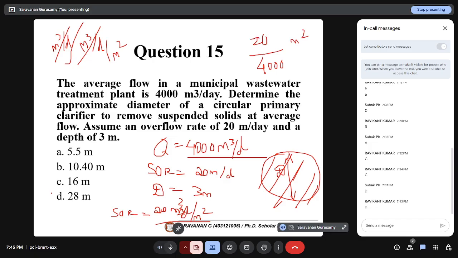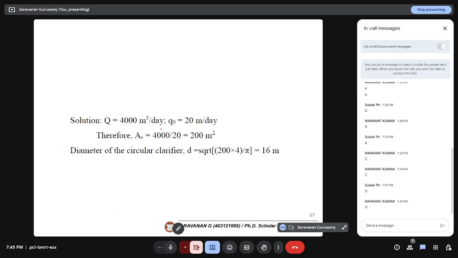Then pi by 4 d square, that is the area of the circular tank. Pi by 4 d square I can equate with that area and I can find the d value. Sorry, 4,000 by 20, I will get the meter square. Then pi by 4 d square equal to 200. Then multiply by 4 here, divide it by pi, the root of this value will give me the d value, 16 meters. Yes, not 28, 16 is correct. Got it?